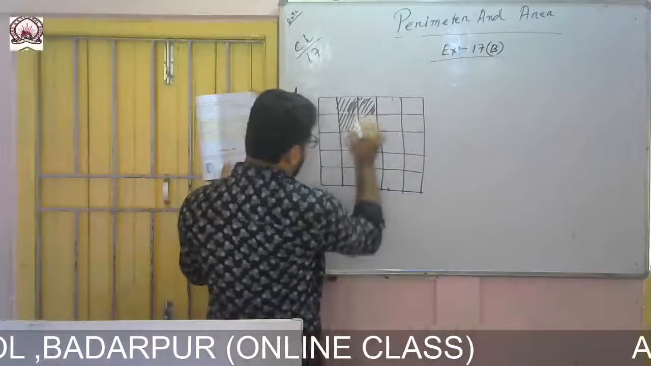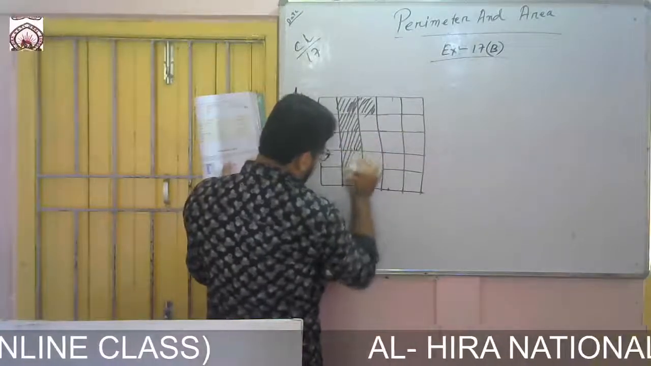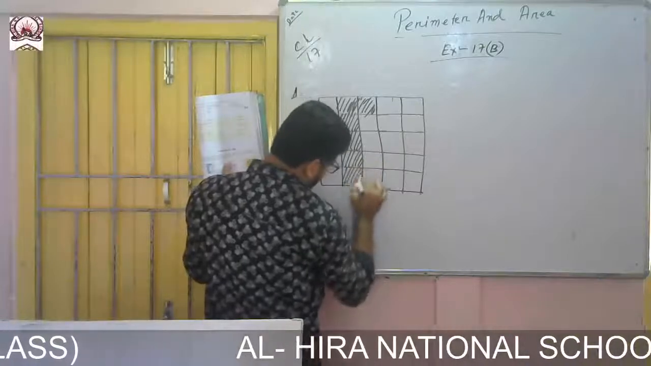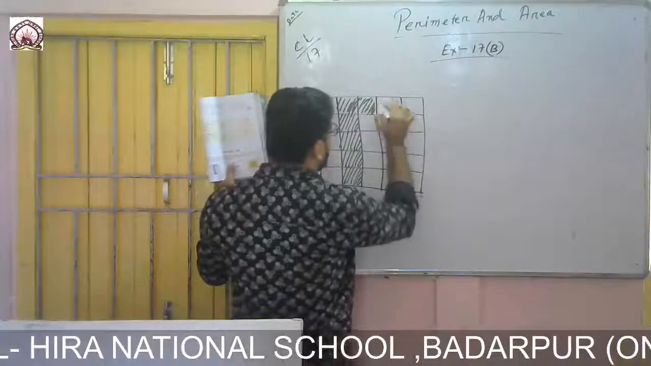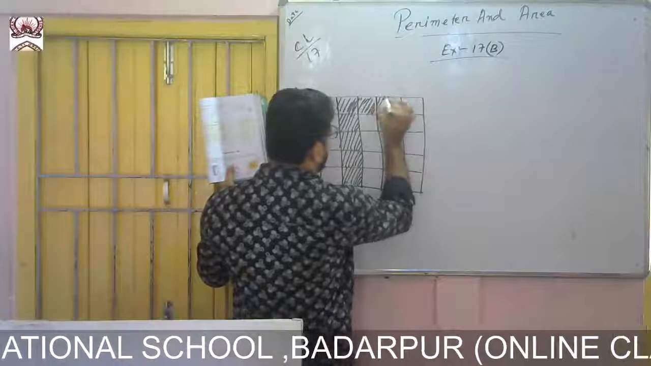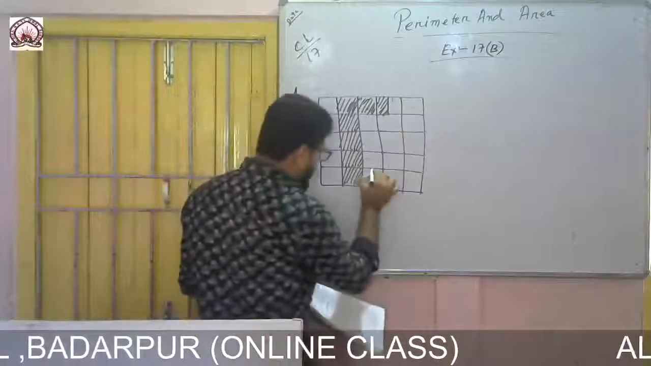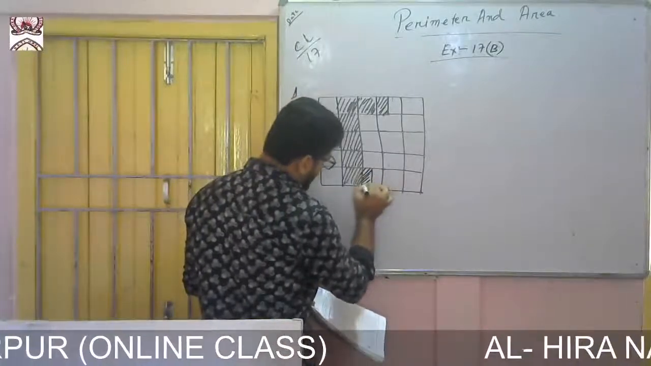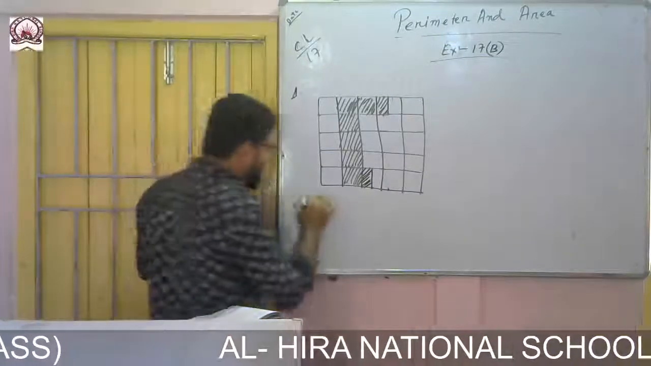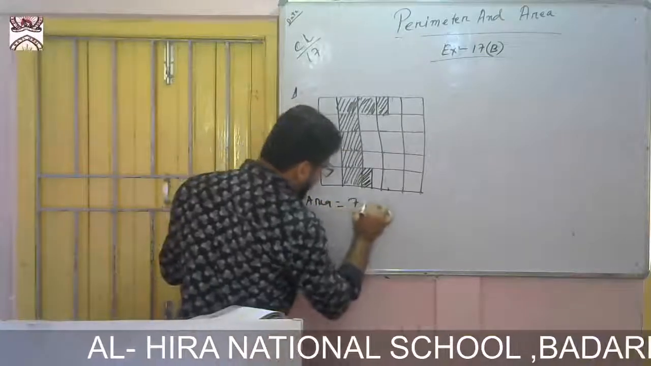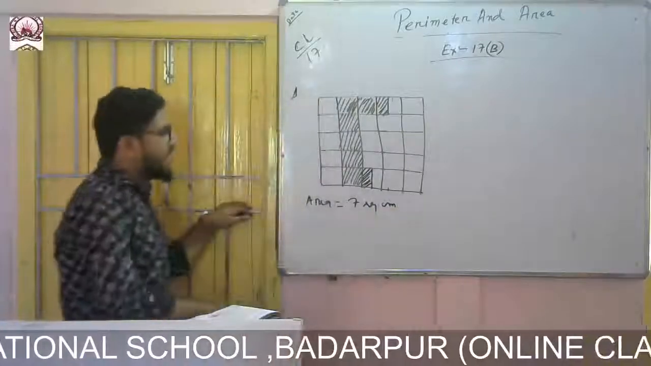This one also shaded fully, and this one also fully shaded. Now come to this one, half shaded, that means up to this much shaded. This one half shaded, and the last one also half shaded. So the answer given is area equals 7 square centimeter.